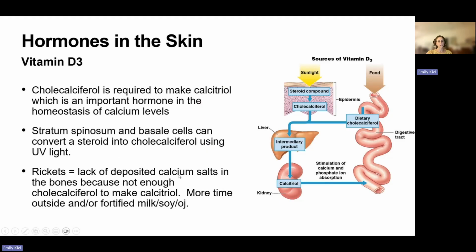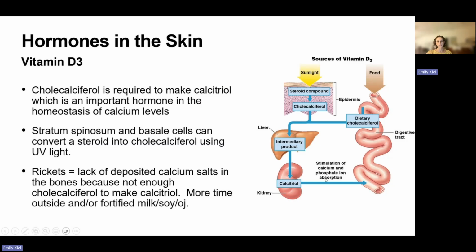Rickets is a lack of deposited calcium salts in the bone because you don't have enough cholecalciferol. This is a problem where there's not enough vitamin D3 that's absorbed. And so you're going to see really flexible, poorly mineralized bones. And that is a big problem. If that's the case, you want to have more time outside or have some fortified milk. If you see the milk that has additional vitamin D3, that can be helpful.